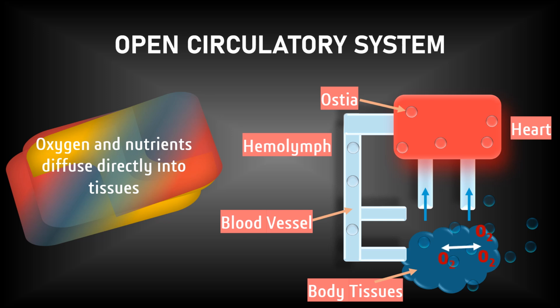In invertebrates' open circulatory system, the oxygen and nutrients diffuse directly into tissues, which means they have hemocoel, the fluid, which circulates freely in the body cavity, bathing the organs and tissues. They also have a tracheal system for oxygen delivery.